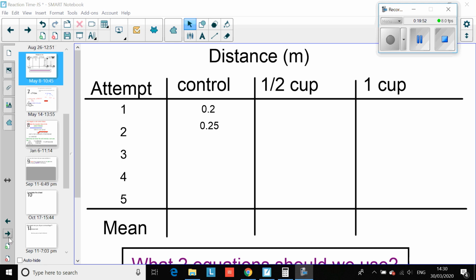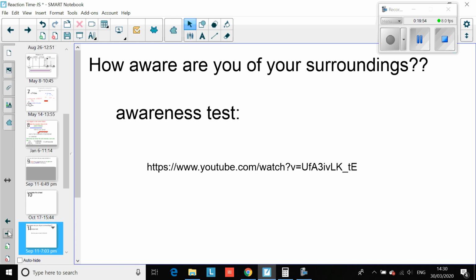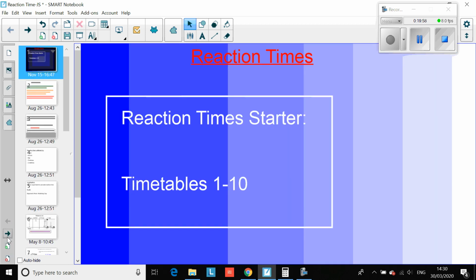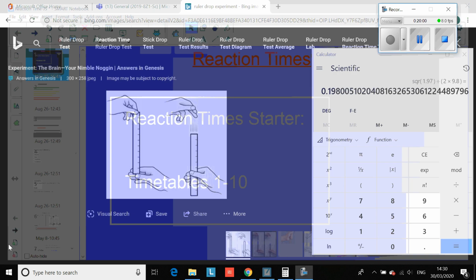Let's just create a new page. Oops, correct. Create a new page. It's not letting me do it for some reason. That's weird.